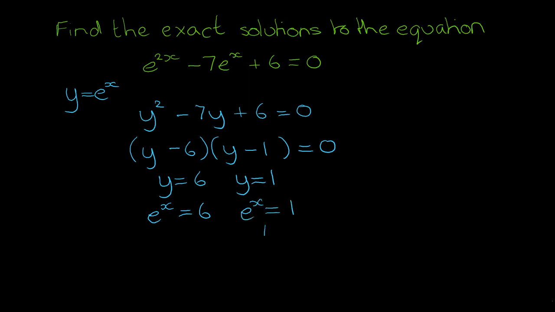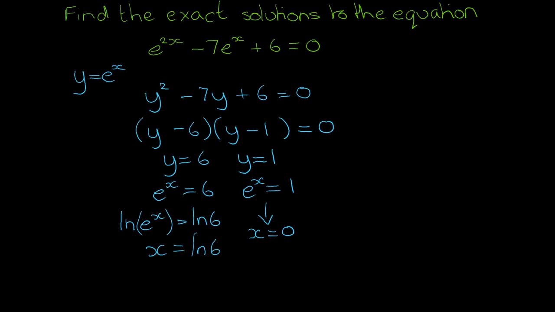And of course, anything that results in 1 when we're talking about powers must mean that the power was a 0. For the other one, if we take logs of both sides, we get ln e^x equals ln 6, and of course ln e^x is just x, so x equals ln 6.